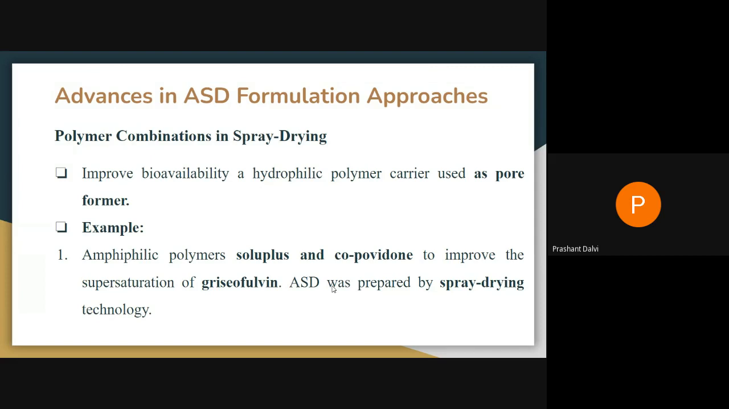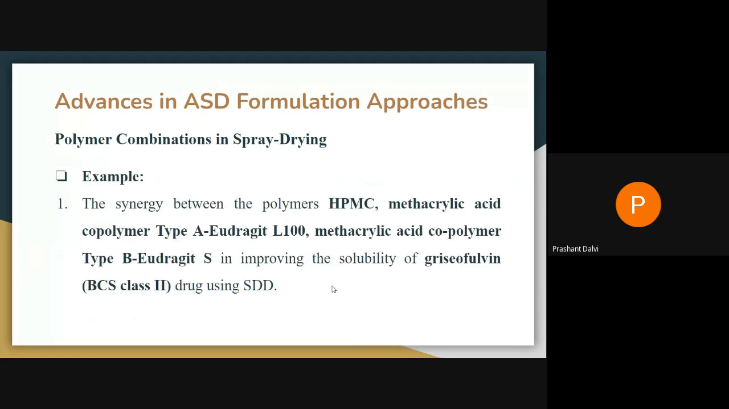As an example here, I have added the amphiphilic polymer Soluplus and copovidone to improve the supersaturation of griseofulvin, an antibacterial antiprotozoal drug. This amorphous solid dispersion was prepared by using solid dispersion techniques. So different hydrophilic and hydrophobic polymers you can combine to improve the bioavailability of class 2 drugs, which have low solubility, high permeability. So supersaturation of the drug is a must, as I already made clear, at the targeted site, then it will show better absorption.